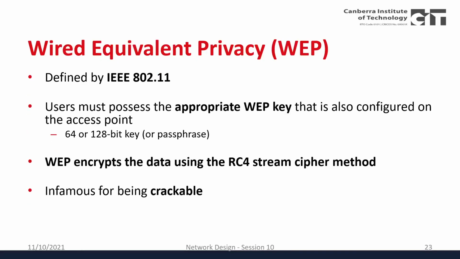Okay, Wired Equivalent Privacy, WEP, just like I already mentioned, is an IEEE 802.11 Wi-Fi authentication standard. Users must possess the appropriate WEP key. So it's a pre-shared key that is also configured on the access point. It's usually a 64 to 128 bit key or passphrase. WEP encrypts data using the RC4 stream cipher method, and that's why it's considered weak, because the RC4 stream cipher is crackable, okay? It's an encryption algorithm that is crackable, and that is why WEP should be avoided at all costs, okay?